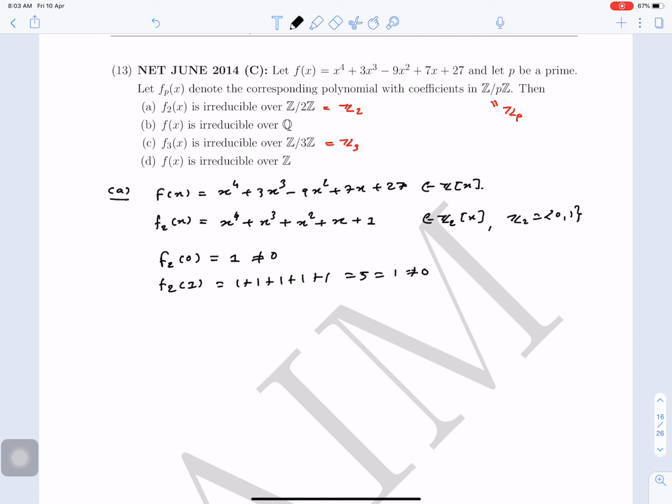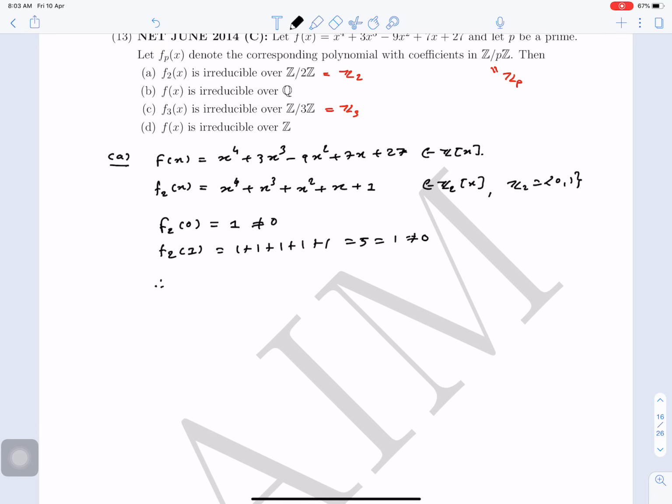So f2(x) has no zero in Z2. So therefore f2(x) has no linear factor in Z2[x].